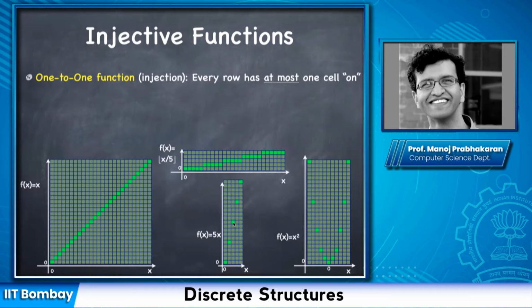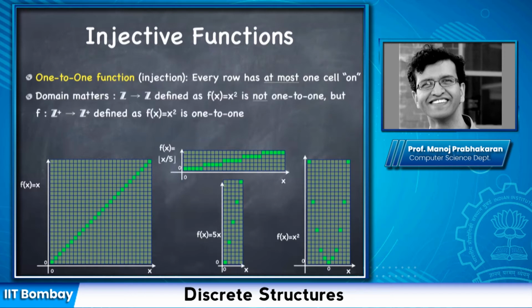Every column has at most one cell switched on, though notice that there are several rows which do not have any cells switched on. So every column has at least one cell switched on. There may be rows which do not have any cells switched on. You do not want a row which has 2 cells switched on. Okay, so that's a one-to-one function. So this is a one-to-one function. This also is a one-to-one function.